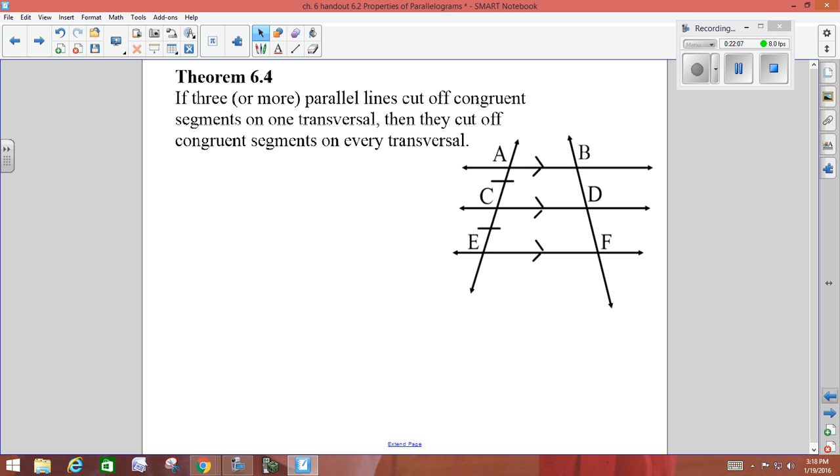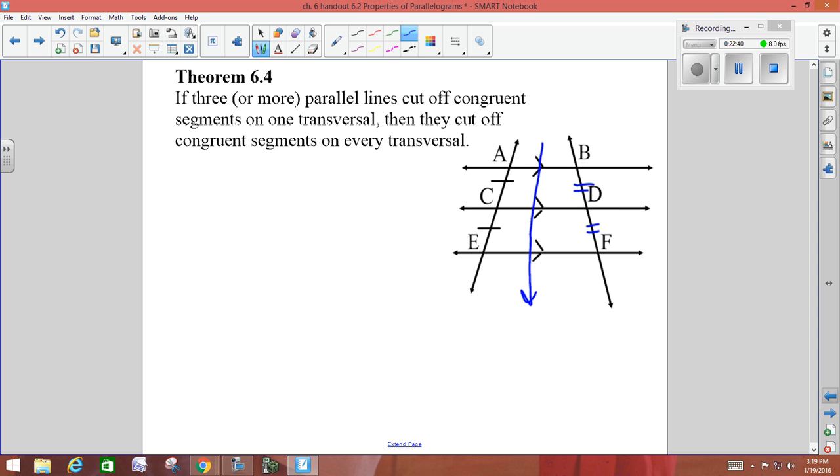It says if 3 or more parallel lines cut off congruent segments on one transversal, then they cut off congruent segments on every transversal. So I have these 3 horizontal lines that are parallel, and the far left transversal is intersecting them so that AC is congruent to CE. Since this transversal makes congruent spaces between them, so will the other transversal. But they're going to be congruent to each other on that same line. They don't go across, they stay on the same transversal. And that would work for any of them.